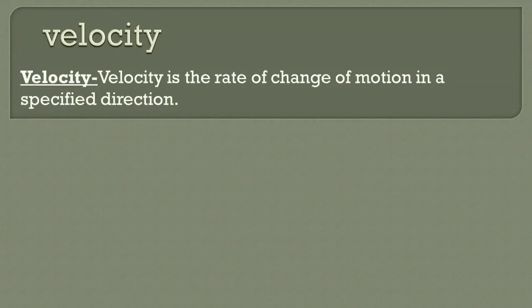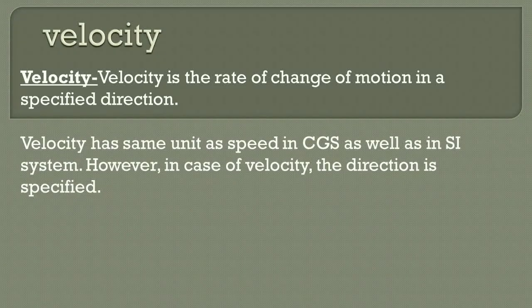We have just learned that speed does not tell anything about the direction of motion. The physical quantity which gives both the distance travelled and the direction of motion is called the velocity. That means velocity is the rate of change of motion in a specified direction, or we can say that the distance travelled by a body per unit time in a given direction is called its velocity. So our next term is the velocity.